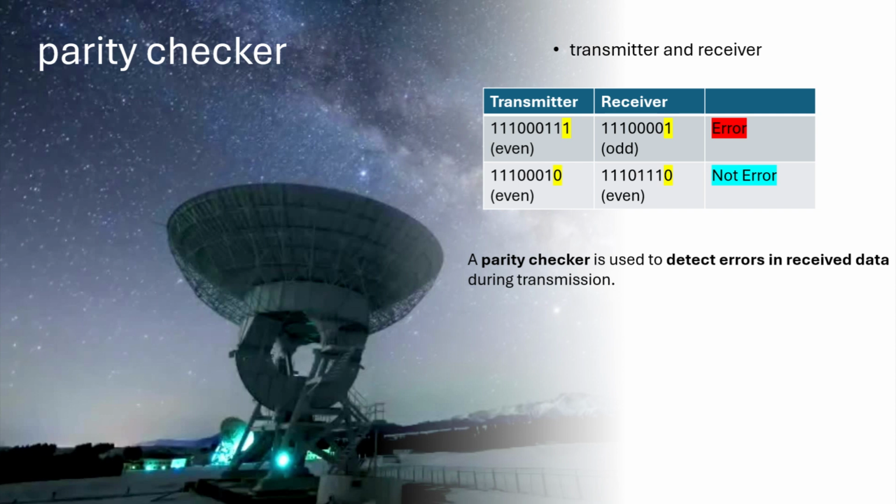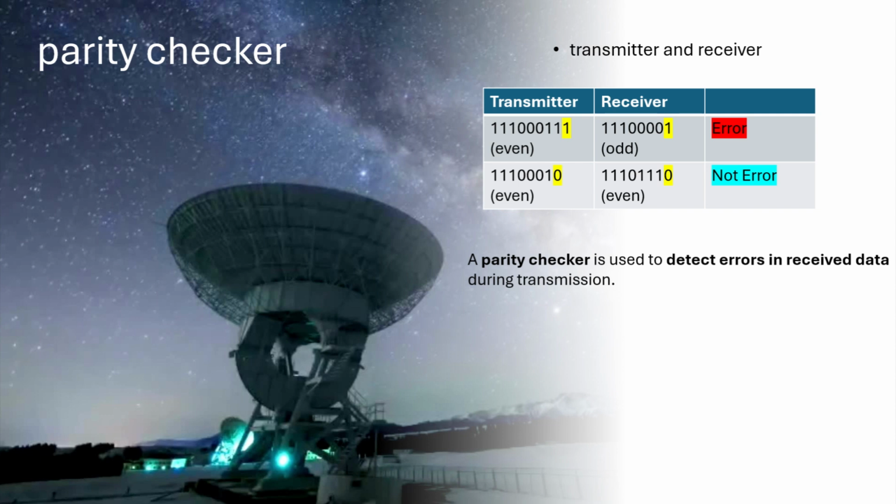But an error did happen. This is called a limitation. Parity can only detect odd numbers of bit flips. 1 flip, 3 flips, 5 flips. It cannot detect even numbers of bit flips. 2 flips, 4 flips, 6 flips. Despite this limitation, parity checking is still used today.